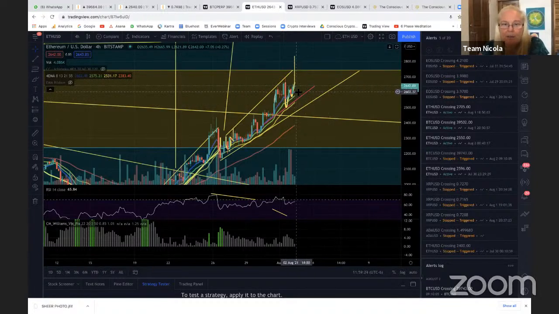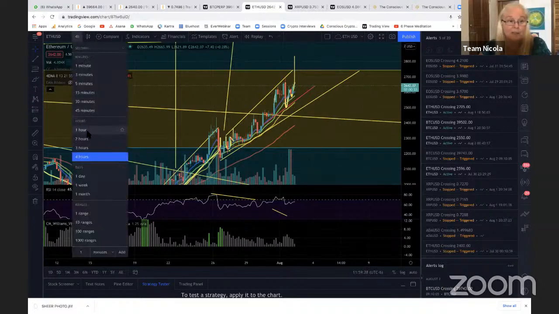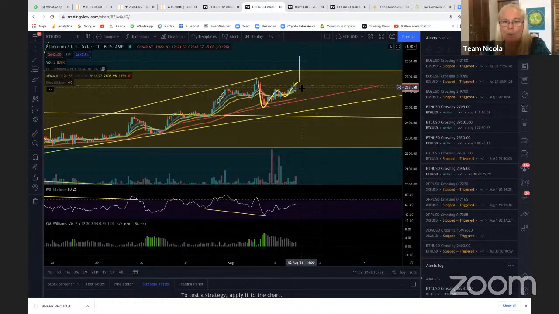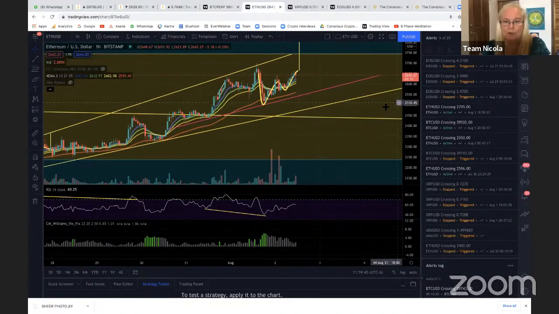Sorry, hang on a second. Blue, green, yellow, red on the 4 hourly. So that means we're still in play for a long. And on the 1 hourly, we've got blue, green, yellow, red. We started to cross over here. It looked like we could go down and it reversed. So we could start seeing that reversal for Bitcoin as well.